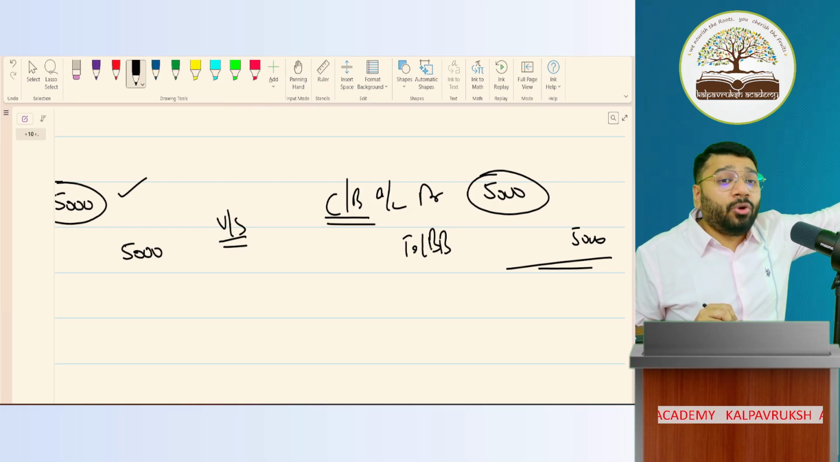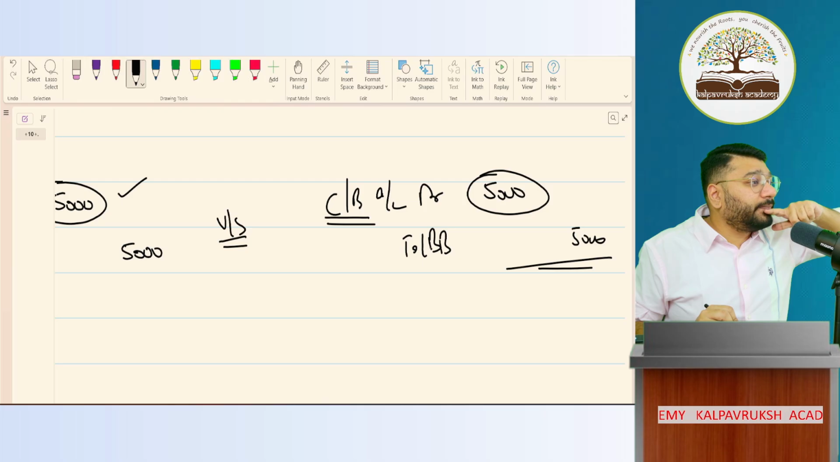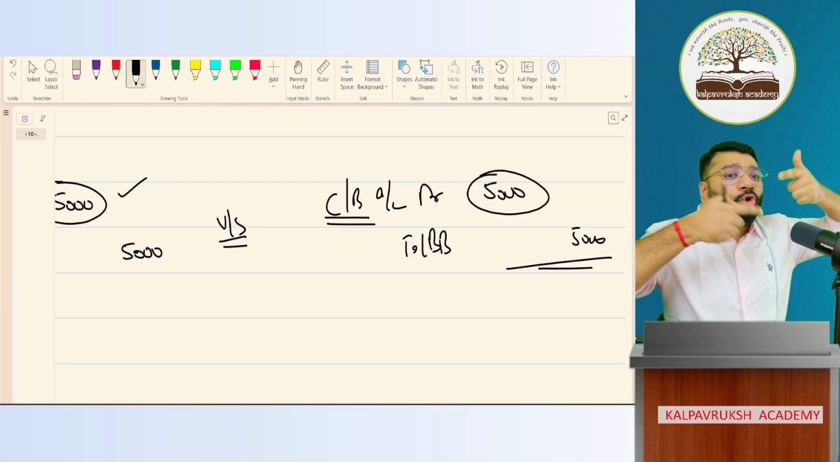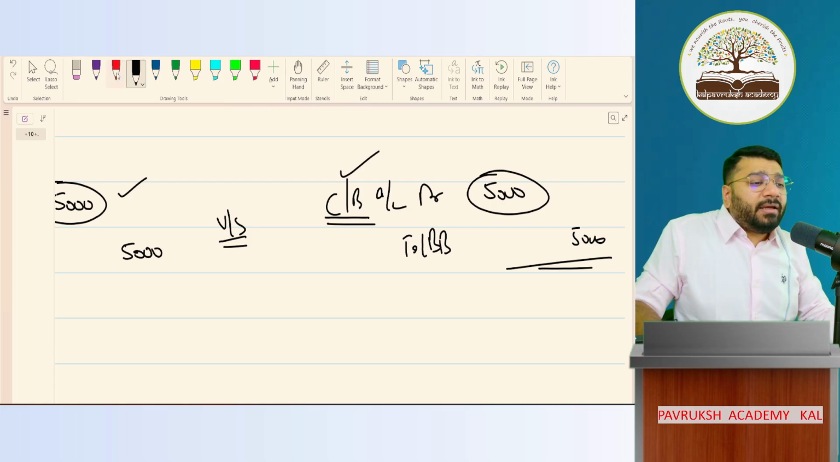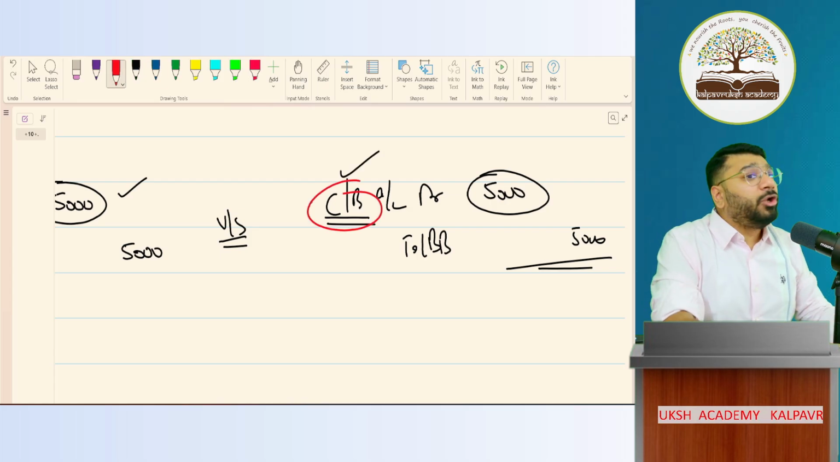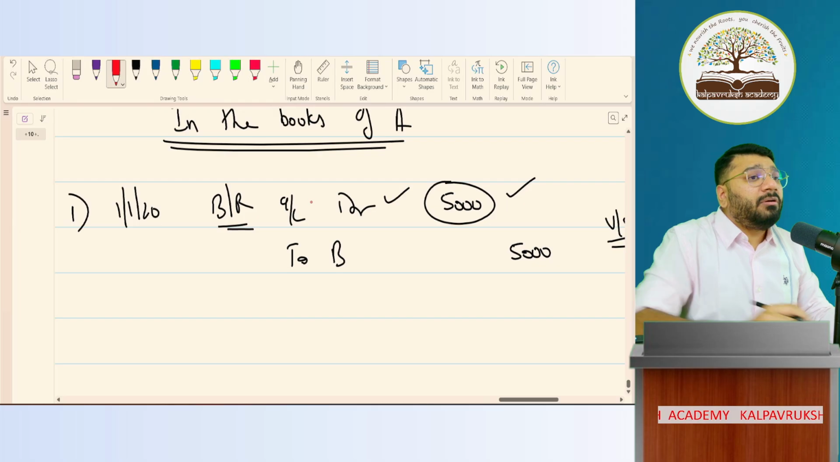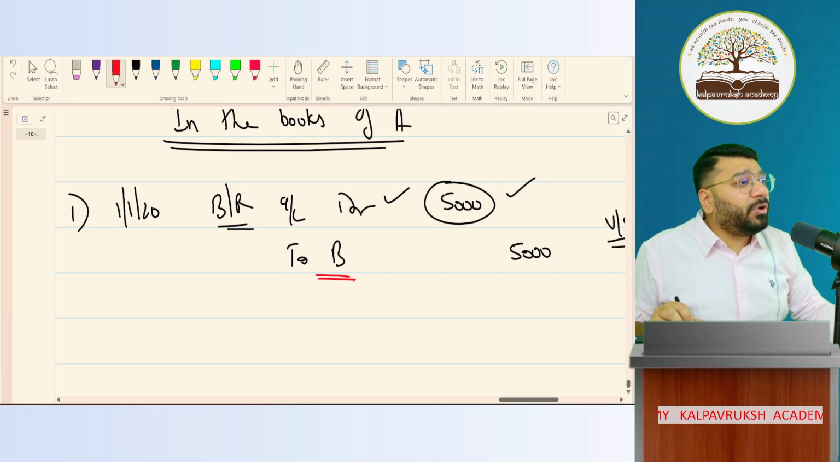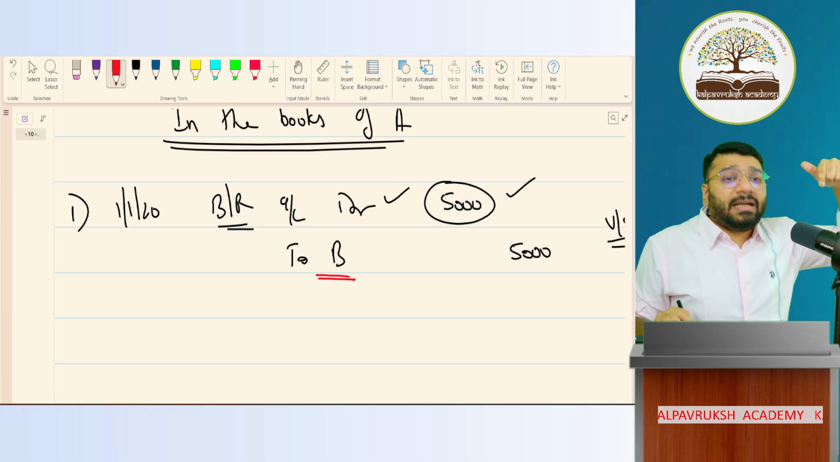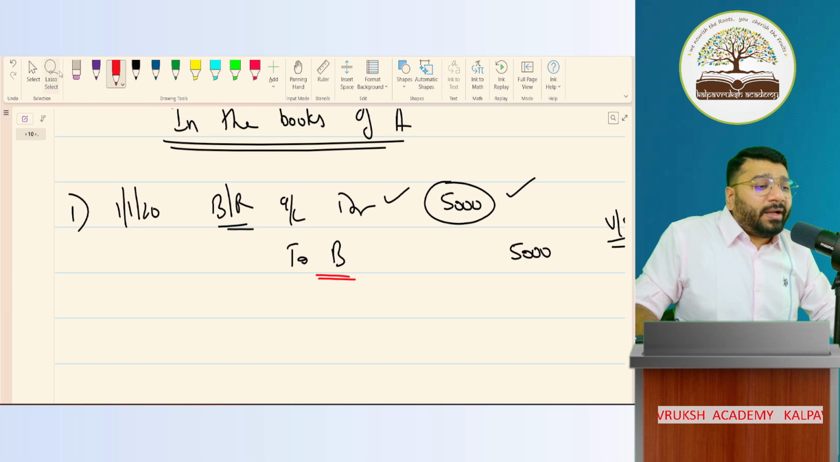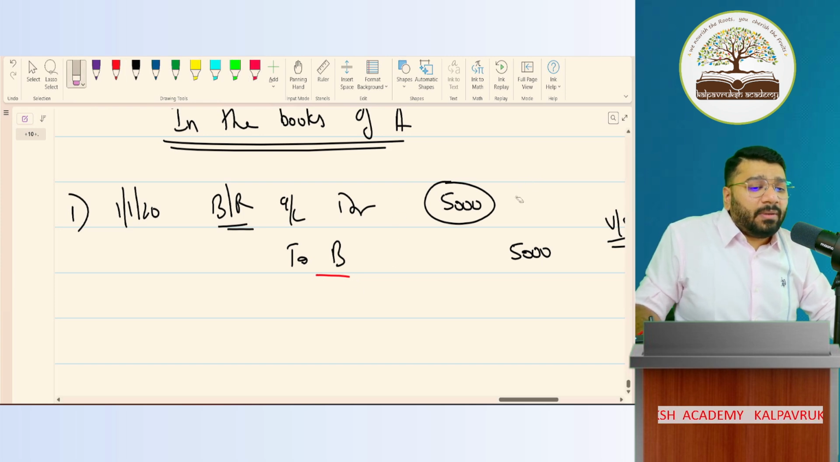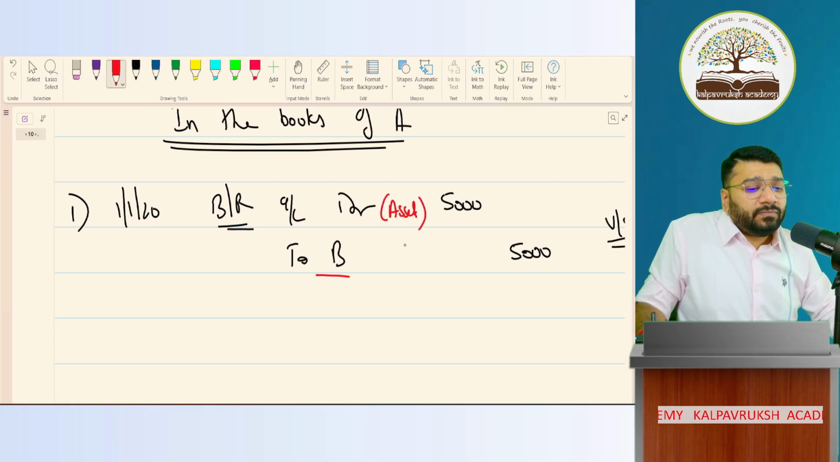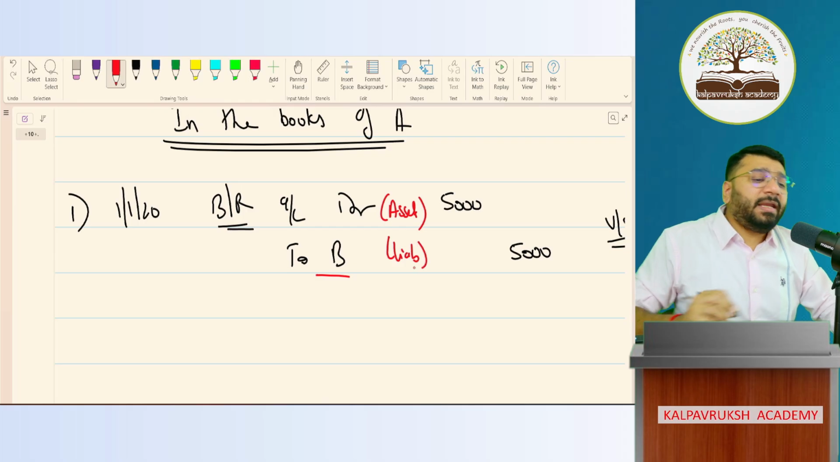When a partner is giving a loan to the firm, what is the entry? Cash or bank to loan by partner. Same thing, no? But here the loan is coming in the form of BR, not in the form of cash and bank. Understood? And we have a liability towards B, because in future, after the credit period, we have to make the payment to B. So one is an asset, another is a liability. Any problem so far? This is an asset. This is a liability.